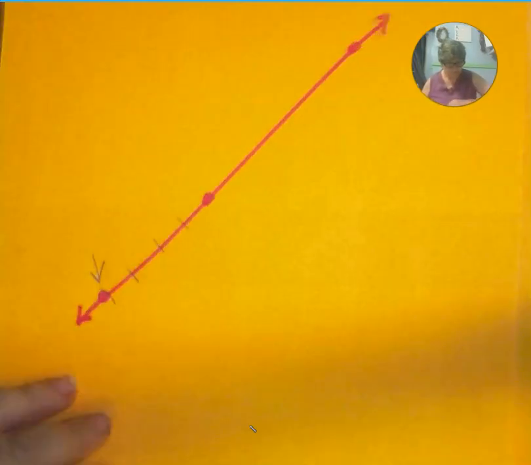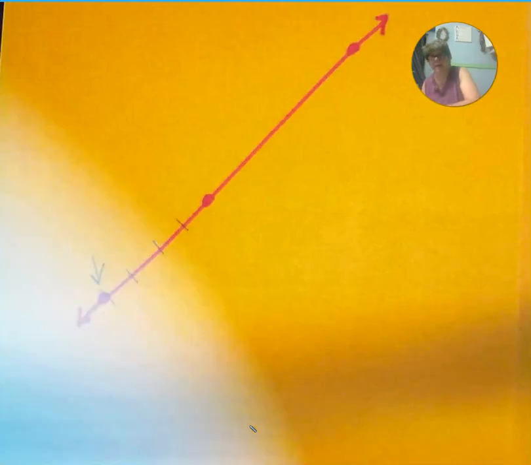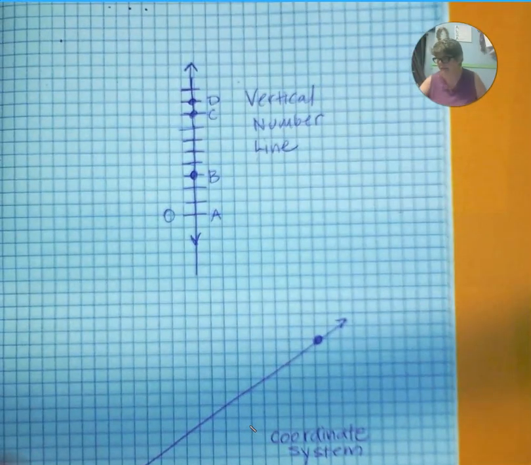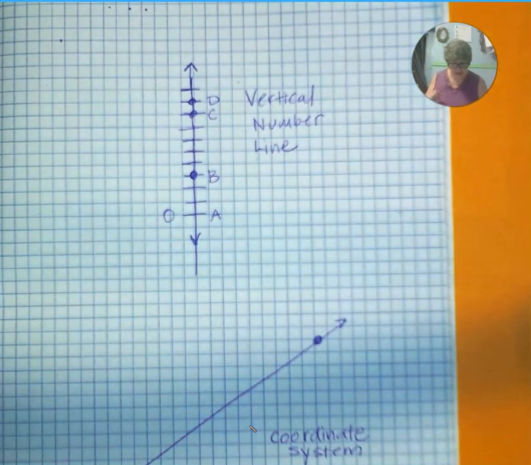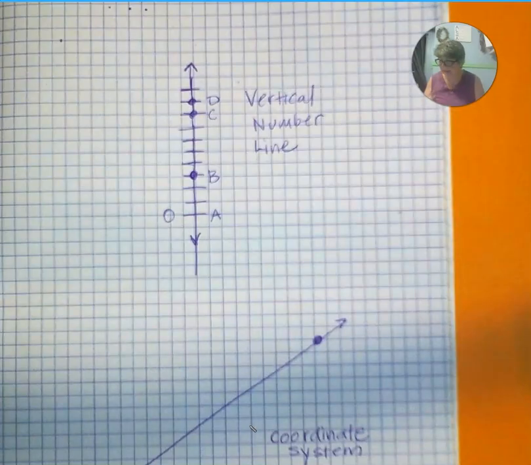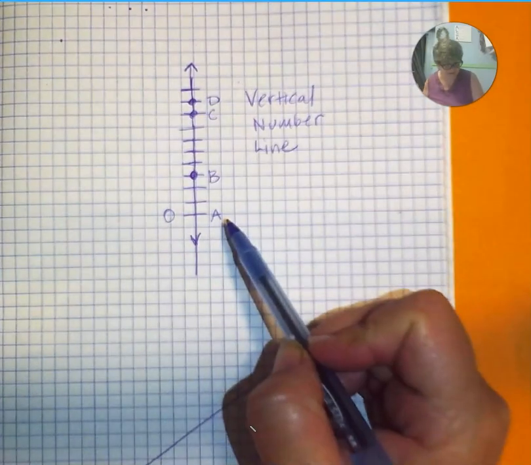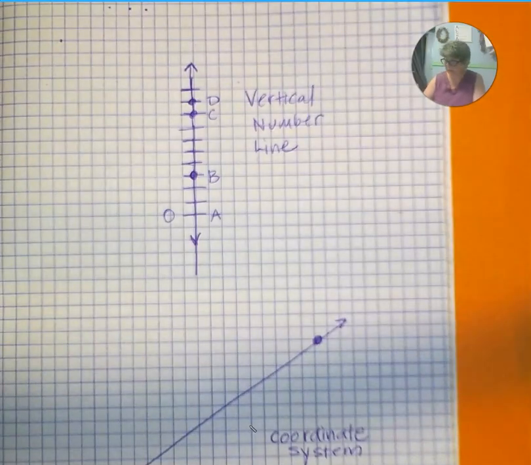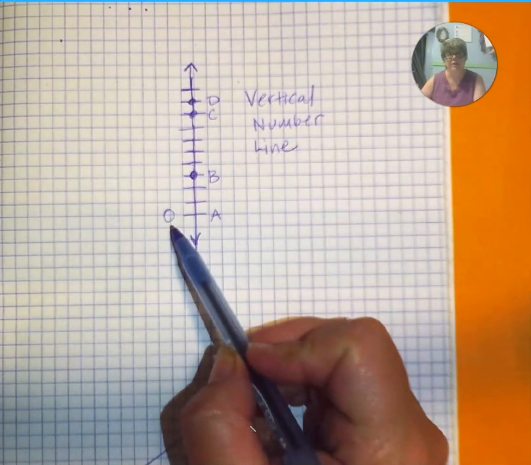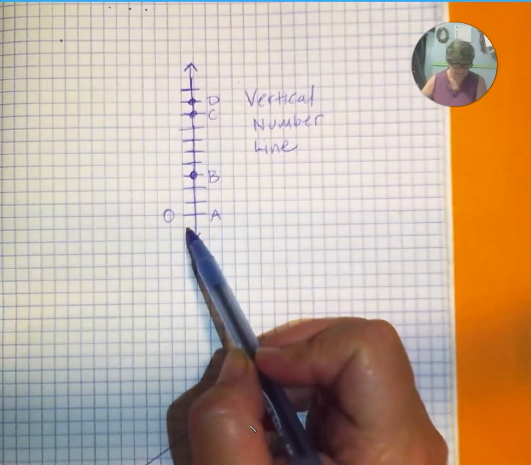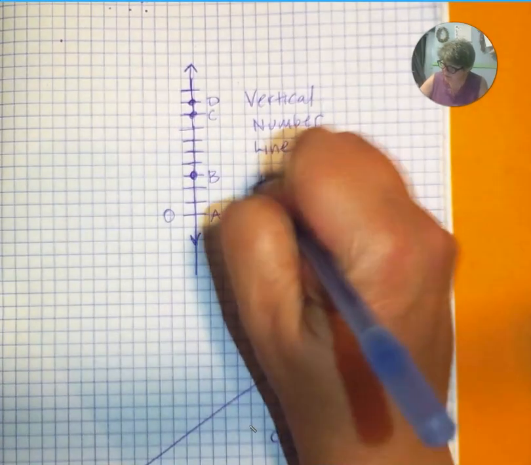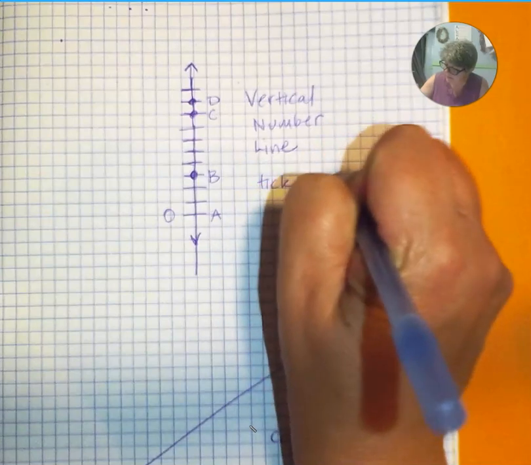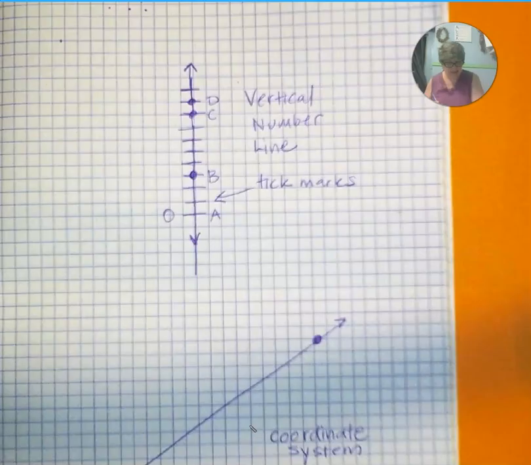All right. And here we have a vertical number line, and I even wrote it down for you, a vertical number line. Can you identify the location of each point on this line? Can you tell the location of A, B, C, and D? Well, A, we have a 0 right here, so we know that A is equal to 0. B, C, and D have tick marks, right? These little lines are called tick marks. And we have tick marks, but they're not labeled.